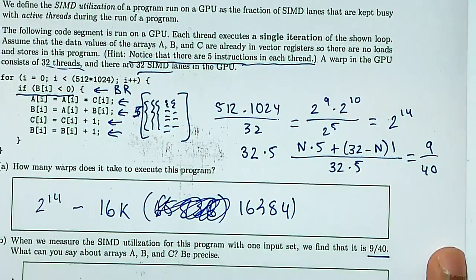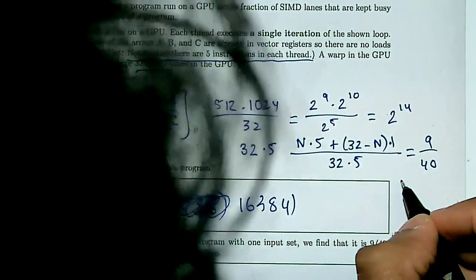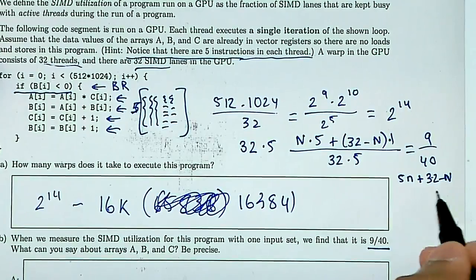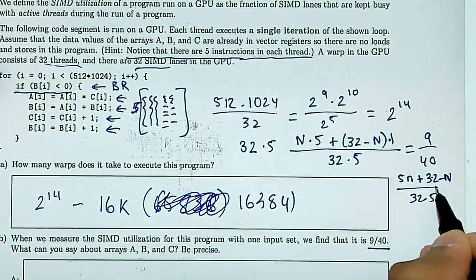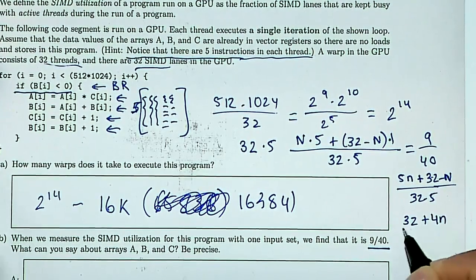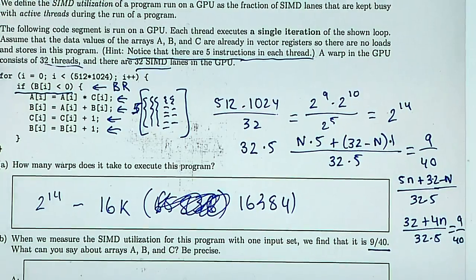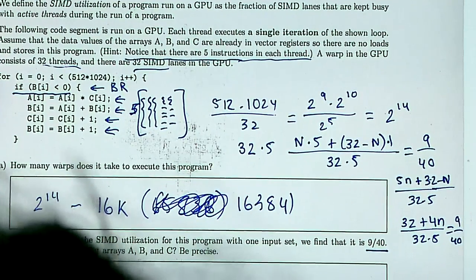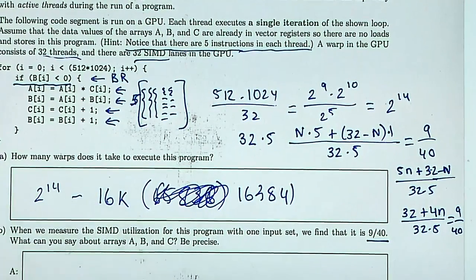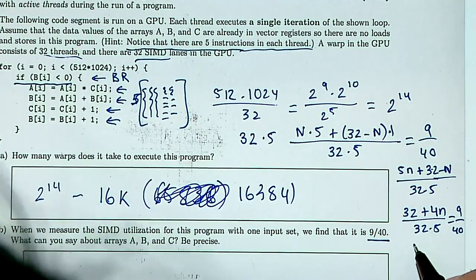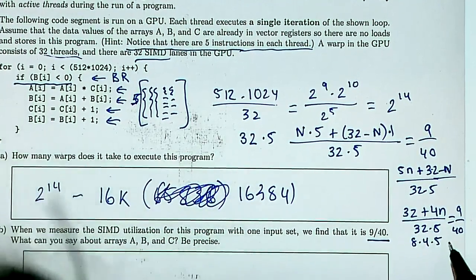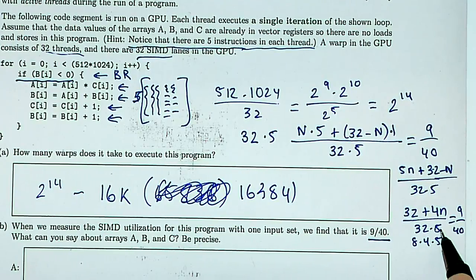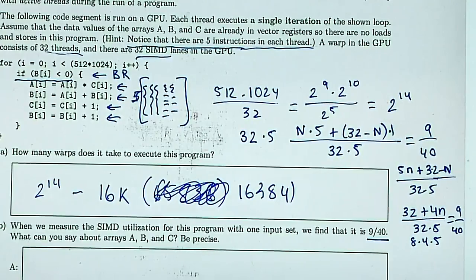So we can go ahead and solve for n. 5n plus 32 minus n, over 32 times 5, gives you 32 plus 4n over 32 times 5, which equals 9 out of 40, right? And so we solve that for n. What do we get? This is 8 times 4 times 5, so this is 40. We have 8 times 5 is 40. This is really out of 4, so this is just 1, right? Yeah, it's just 1.